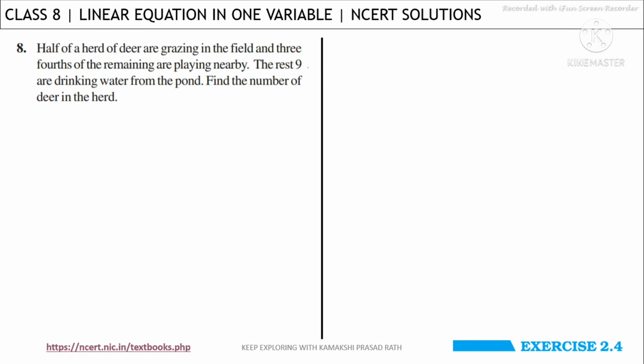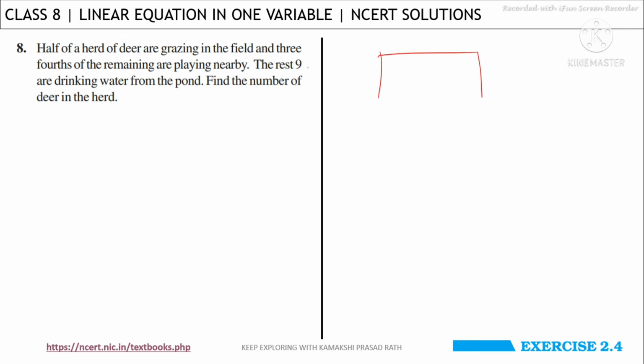Next, half of a herd of deer are grazing in the field and 3/4 of the remaining are playing nearby. The rest 9 are drinking water from the pond. Find the number of deer in the herd.